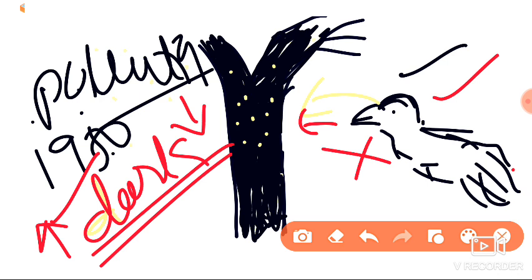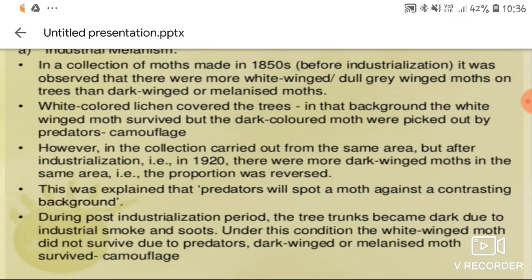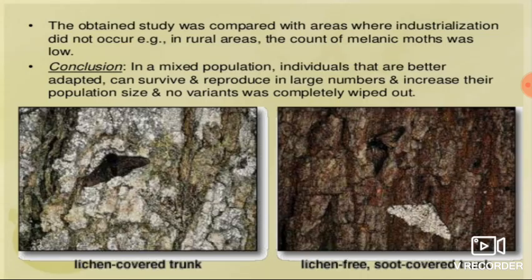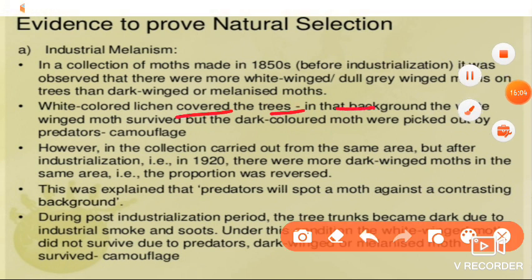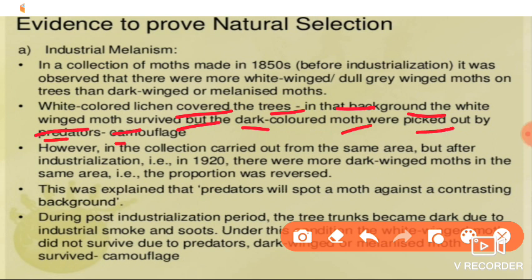Okay, we'll go through the points first. Here you can see white colored lichens cover the tree. In that background, the white winged moth survived, but the dark colored moths were picked out by the predators, because of camouflage. You can observe camouflage in the chameleon. It can change its body color according to the background. That is camouflage.